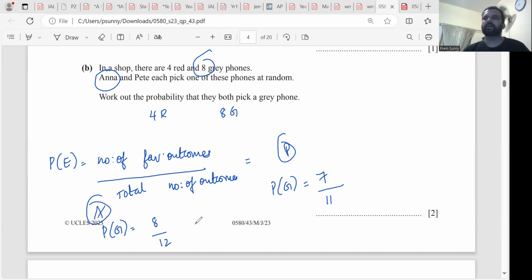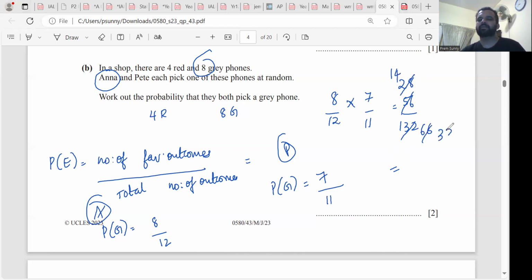So probability of getting both of them as gray will be, probability of getting gray for Anna is 8 by 12 and probability for getting Pete a gray phone is 7 by 11. You multiply them both, 8 times 7 is 56, divided by 12 times 11 is 132, can be further simplified in 2 times table, 28 and 66, and again can be further simplified in 2 times table, 14 and 33. So I cannot simplify further. 14 over 33 will be our final answer.